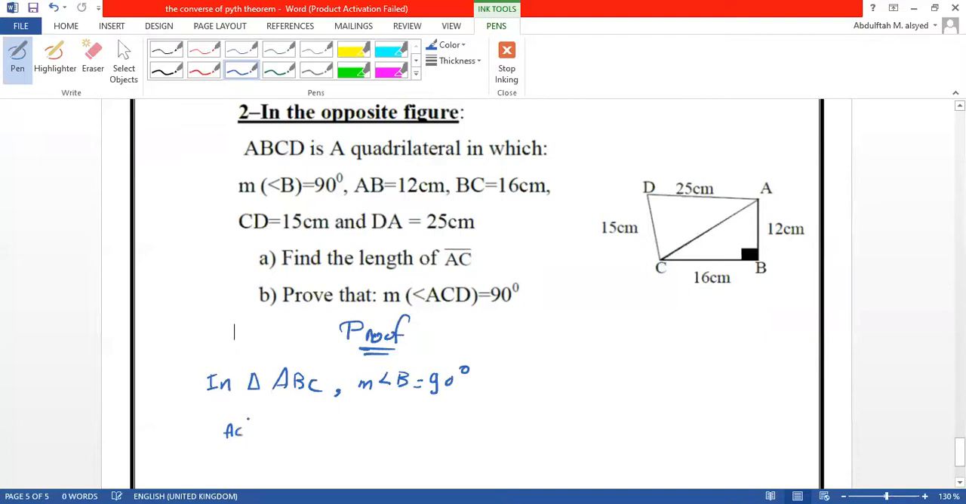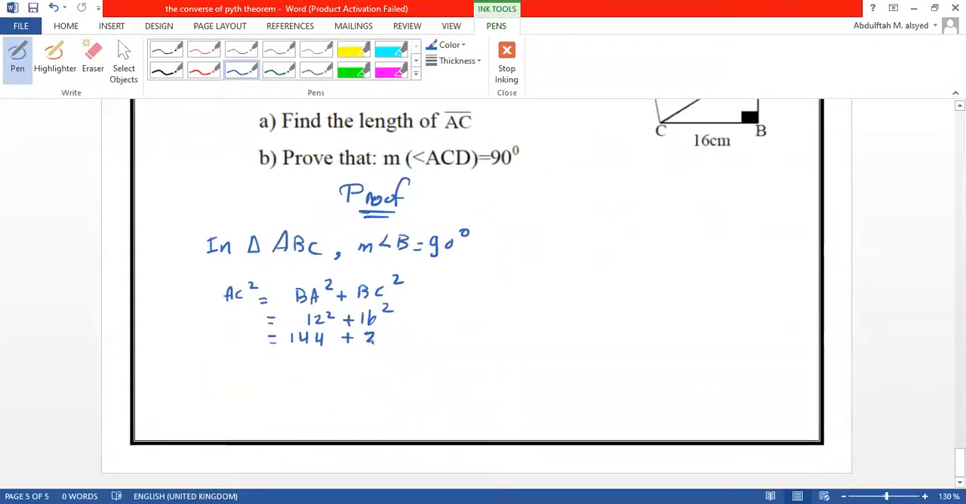So AC squared equals BA squared plus BC squared, equals 12 squared plus 16 squared, equals 144 plus 256, so the result will be 400. Okay, so AC squared equals 400. Now AC, by taking the square root of 400, equals 20 centimeters, as we have found. So AC we have found.